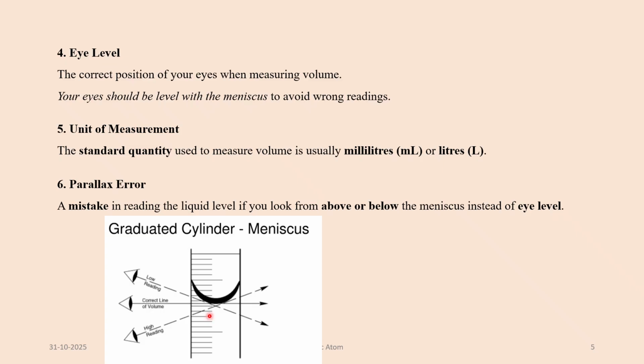Such errors while taking readings are called parallax error. In order to avoid parallax error, make sure to keep it exactly at your eye level, because you will be able to see exactly which marking the meniscus is touching. So you will end up with an exactly correct reading.